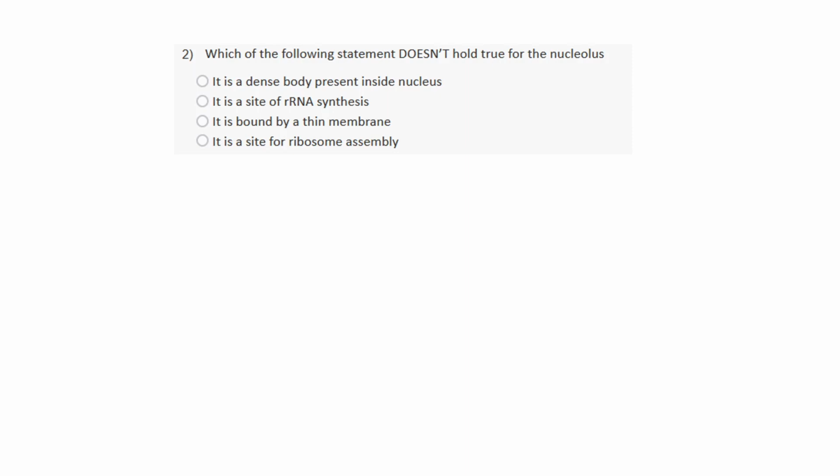Option D. Site for ribosomal assembly. One student was confusing it with the assembly of the ribosome because they have two subunits. They got confused.